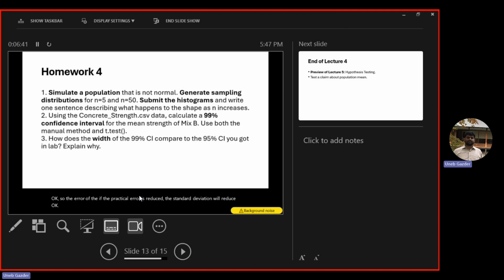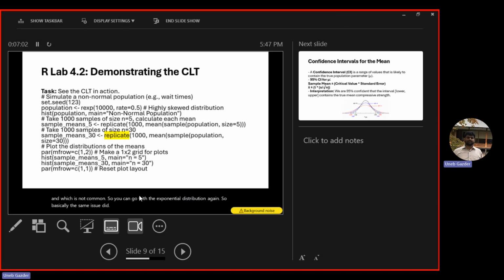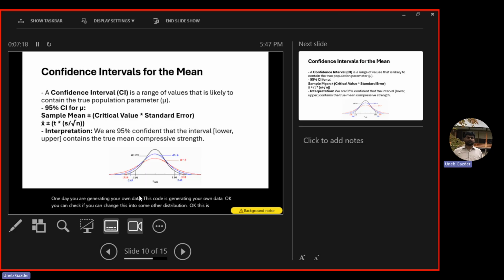Okay, this is the next homework which you will do. You have to generate distributions like we did. You submit the histogram, which is not normal. So you can go with the exponential distribution again. So basically, this thing we should do. You are generating your own data. This code is generating your own data. You can check if you can change this into some other distribution. This is using exponential distribution.